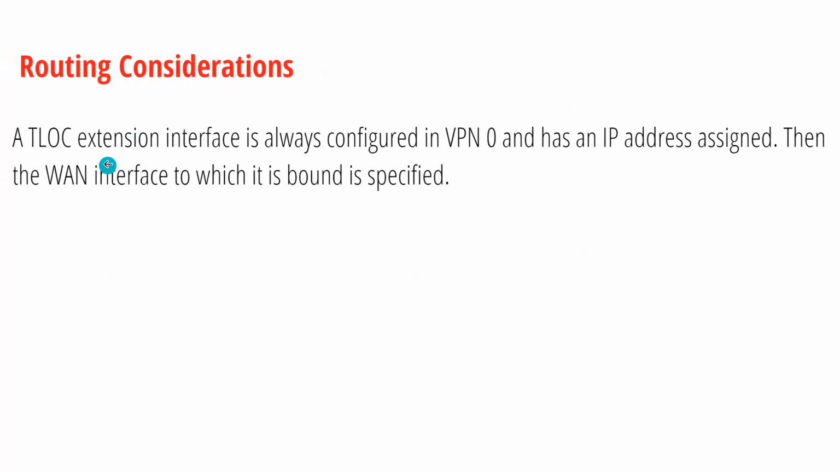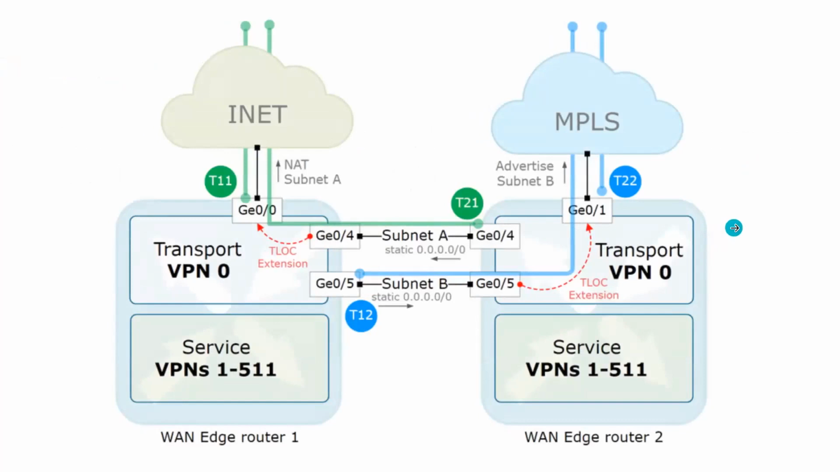Okay, so routing considerations. A TLOC extension interface is always configured in VPN 0 and has an IP address assigned. The WAN interface to which it is bound is specified. So here is an example of TLOC extension. There are two TLOC extensions that I see here. One is this, and the other is this. So let's take the green side, right? This is a GigabitEthernet connecting you to internet. You want to have a backup interface of this so that if this interface ever goes down, you should be able to use this interface, going to this side and through this particular circuit to the outside world. Or maybe you want MPLS traffic also to pass through this, so you can have that.